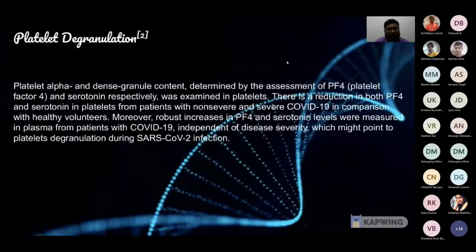Platelet degranulation. Platelet alpha and dense granule content determined by the assessment of PF4, platelet factor 4, and serotonin respectively was examined in platelets. There is a reduction in both PF4 and serotonin in platelets from patients with non-severe and severe COVID-19 in comparison with healthy volunteers. Moreover, robust increases in PF4 and serotonin levels were measured in plasma from patients with COVID-19 independent of disease severity, which might point to platelet degranulation during SARS-CoV-2 infection.